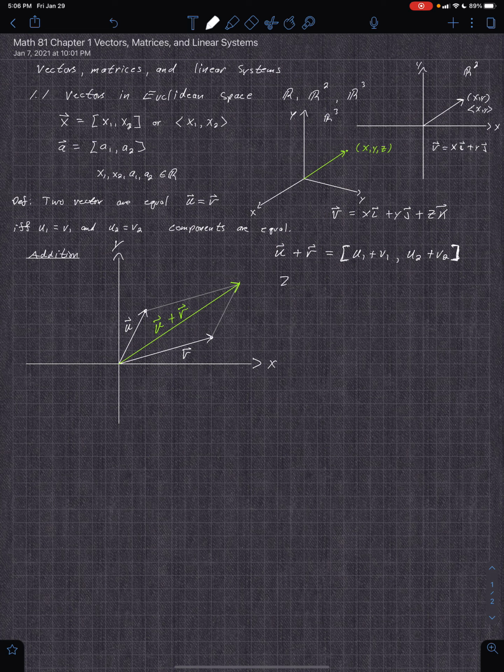Okay, zero vector. So the zero vector would be each component is 0, 0, 0, etc. And we're staying in 2D. So we call this 2D or R2 for now. Scalar multiple.